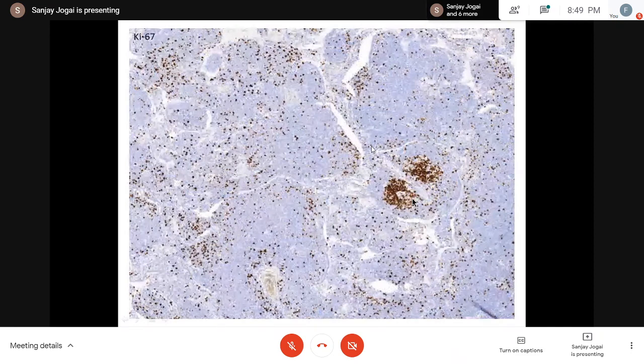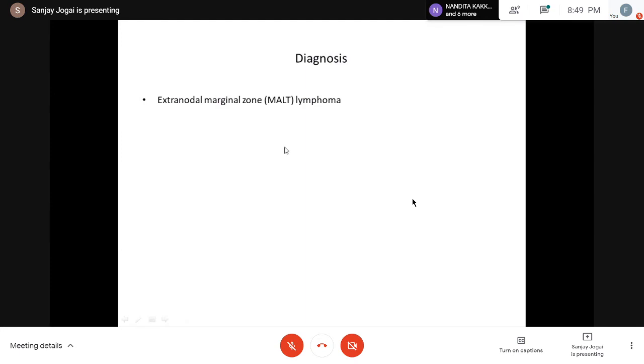And this is the Ki-67. Again, this shows the area which was CD10 positive. So basically a residual follicle which is showing a rich component of reactive blasts with high Ki-67. But look at the Ki-67 elsewhere, very low. So what we basically have is an example of extranodal marginal zone lymphoma.